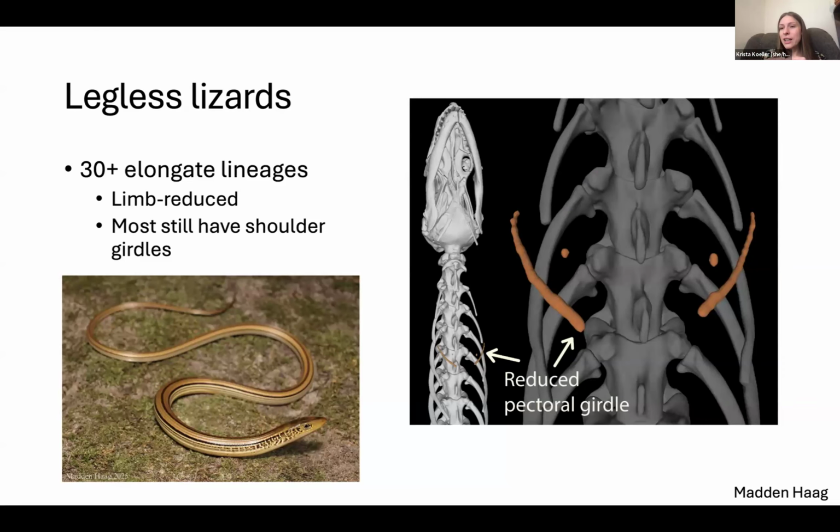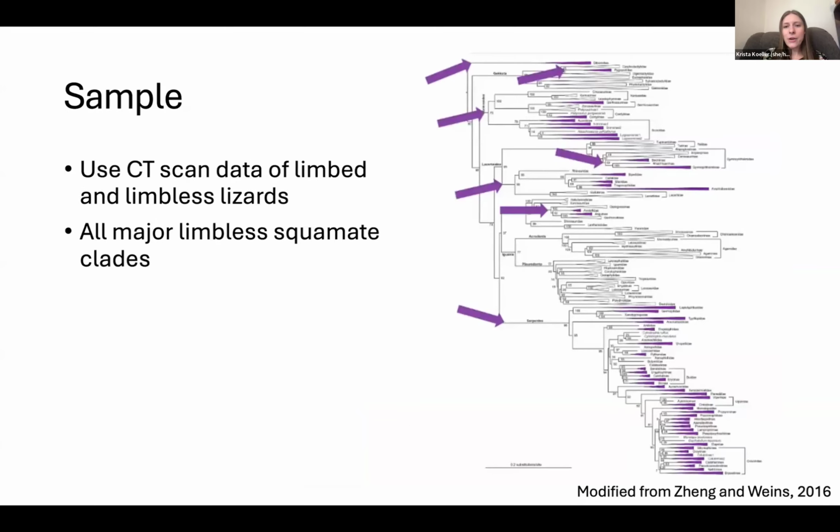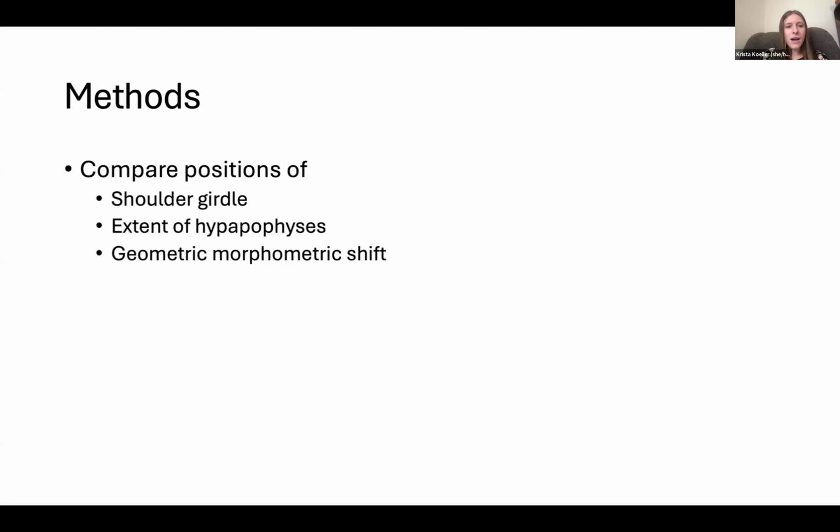We can look at a legless lizard, see where the shoulder girdle is, see where the hypopophyses end, and see where the geometric morphometric boundary is, and then compare them and see which of the 2 putative snake markers would be a better fit. On my sample, I used all major limbless squamate clades, and I used CT data of limbed and limbless lizards. And I compared the shoulder girdle, the extent of the hypopophyses, and the shift in the geometric morphometric signal.